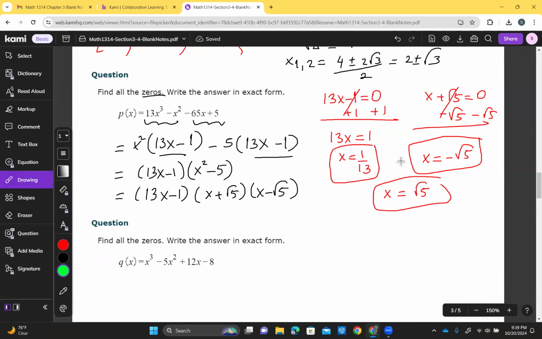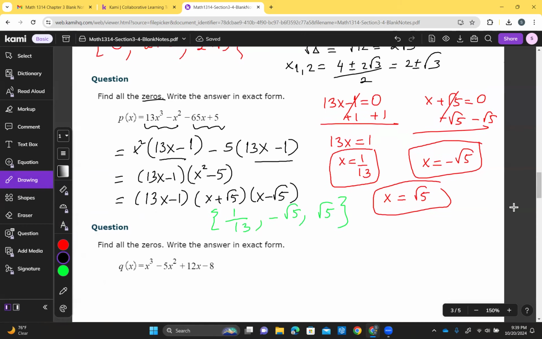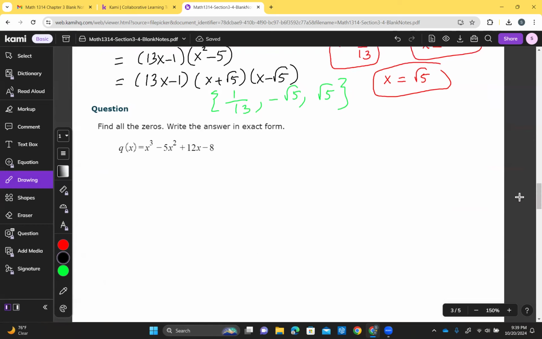So on Alex's homework, we're going to give them all these zeros in list form. So you will tell them that one of the zeros is 1 over 13, comma, second zero is negative radical 5, and the third zero is positive radical 5. So order shouldn't be a big deal. Order is not important. So you can give them in any order you like. And that's how you do this question with factoring by grouping.